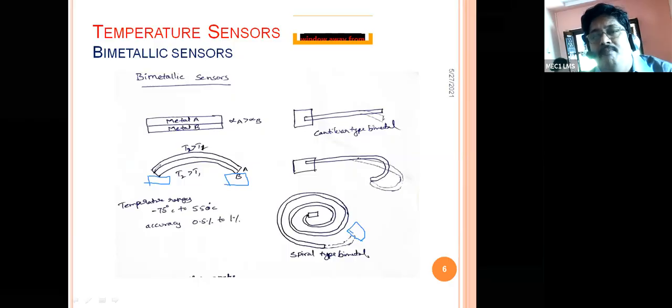We can call these magical materials, right? So here, the coefficient of metal A must be greater than the coefficient of metal B. Here it is written that both are elongating the same. No, here both will not elongate the same. Here the material changes, so automatically the thermal coefficient also changes, thereby the elongation is also changing. So now it is clear. This is not in the syllabus, I'm just explaining.